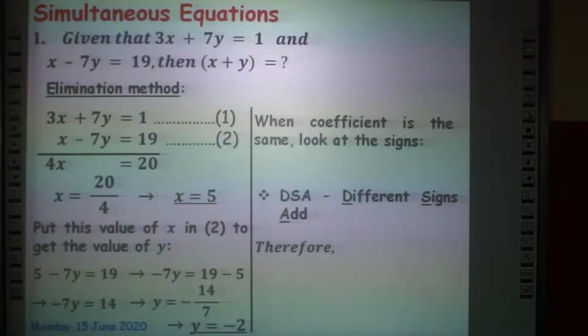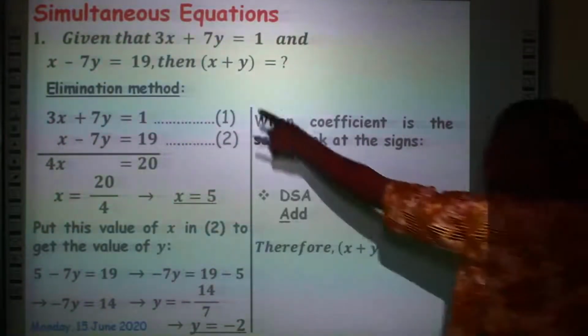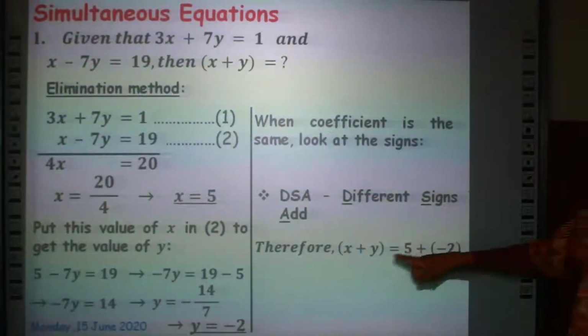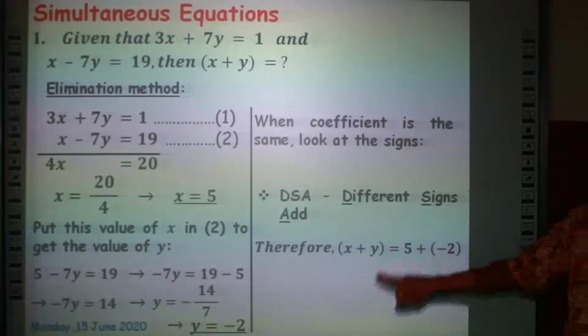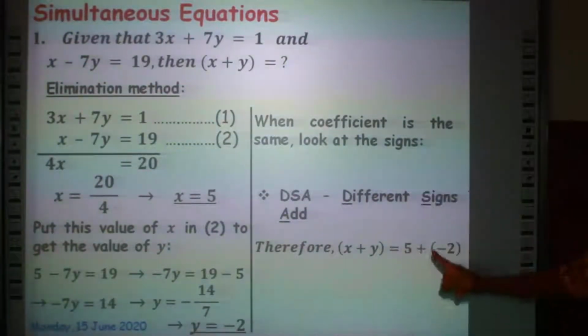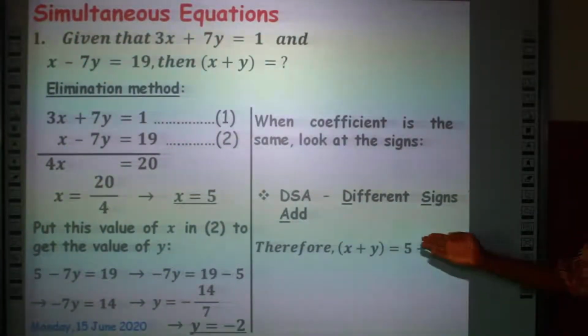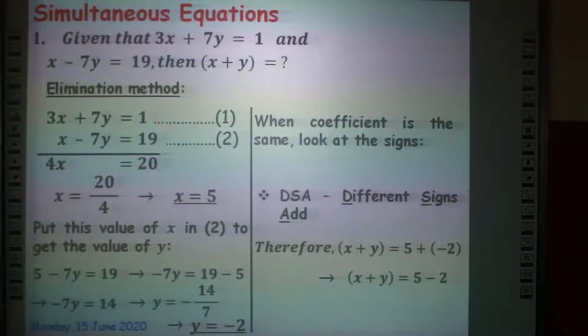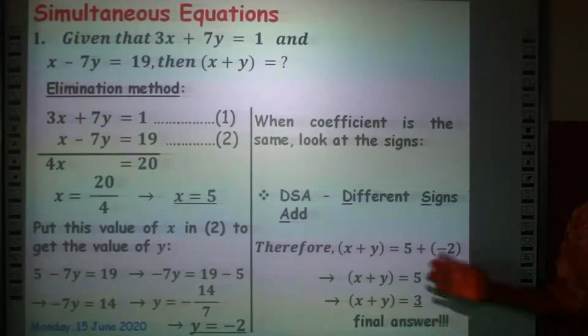Given the values of x and y, x plus y, which is what the question asks us to find, will be equal to the value of x, which is 5, plus the value of y, which is minus 2. So you have 5 plus, in brackets, minus 2. Now remember from your golden rules, plus times minus, when you open the brackets, gives you minus. So you have x plus y equal to 5 minus 2. And 5 minus 2 gives you 3 as the value of x plus y. And so that is your final answer.